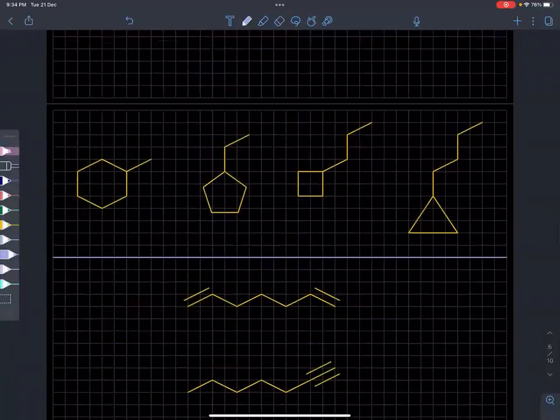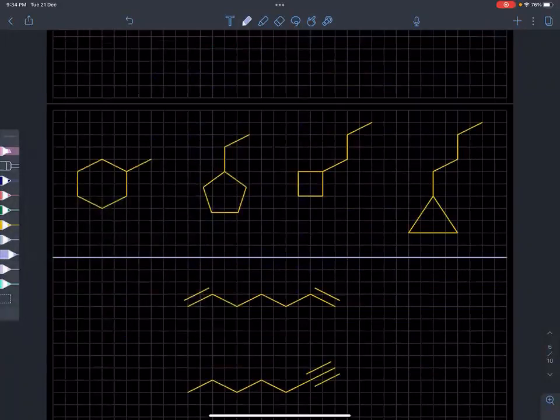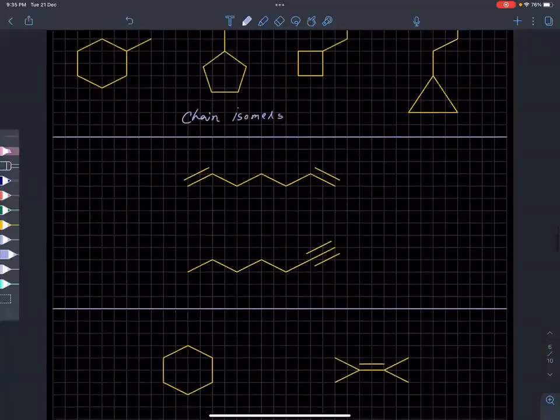What about these? These are all chain isomers, but they are also called ring isomers.